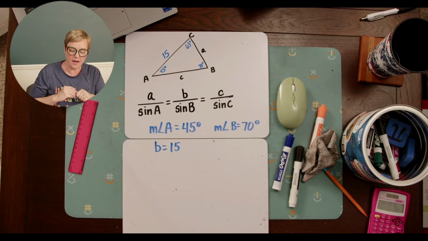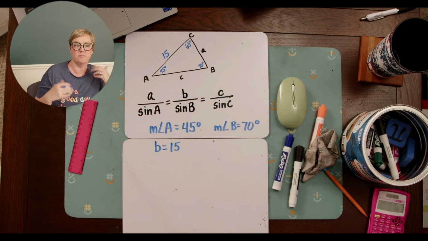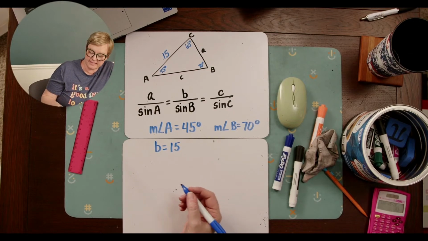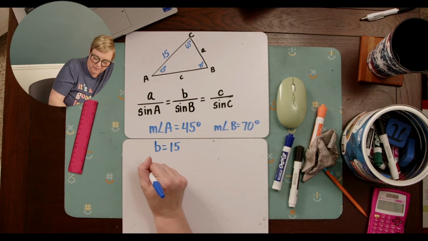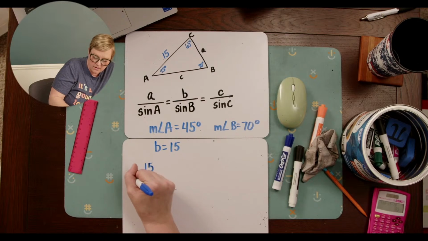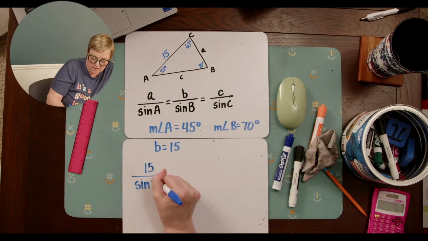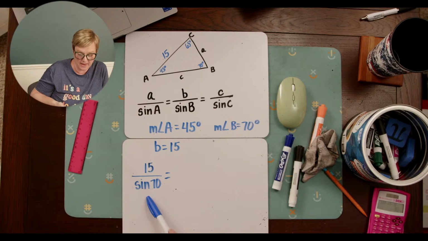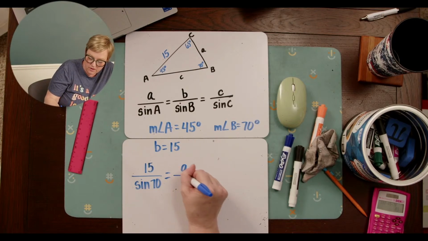Okay, but I need to find side A and side C, and I'm going to use my law of sines. So I'm going to plug in what I know and solve for what I don't know. I've got side B, which is 15, over sine of 70. So side B over sine angle B equals side length A over sine 45.